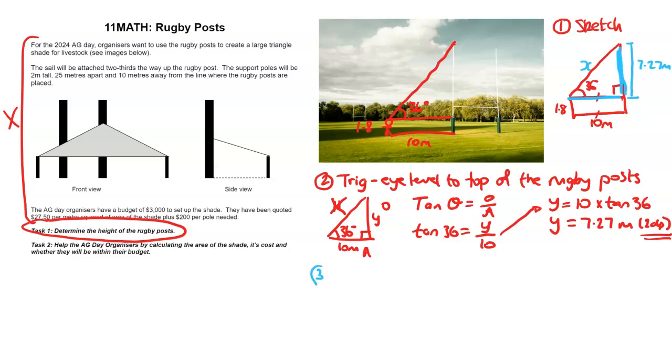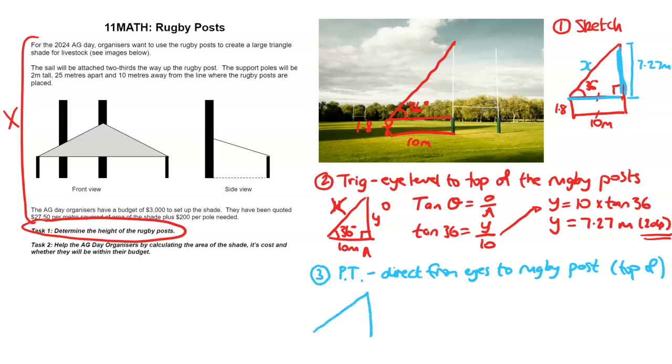So number 3. We're going to use, I'm going to call it PT for Pythagoras' theory. We're going direct from eyes to rugby posts. I should say the top of the rugby post, isn't it? Okay, so as always, I'm going to draw out my little triangle again, because I just make math errors if I don't do this. So we've got 7.27 along this side of the triangle. We had 10 down the bottom of the triangle, and I called that X there.